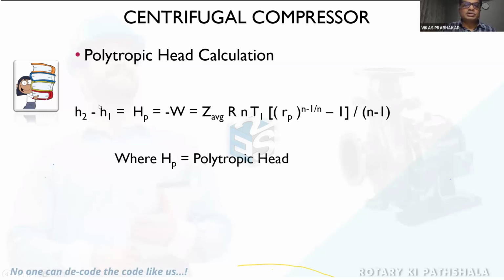If you see H2 minus H1, basically it is the process of compression taking place inside the compressor. So H1 is the enthalpy at the inlet and H2 is the enthalpy at the outlet. So the difference of enthalpy between outlet and inlet is nothing but the polytropic head. When we see the enthalpy difference, its unit is kilojoule per kg. This is converted into the polytropic head.